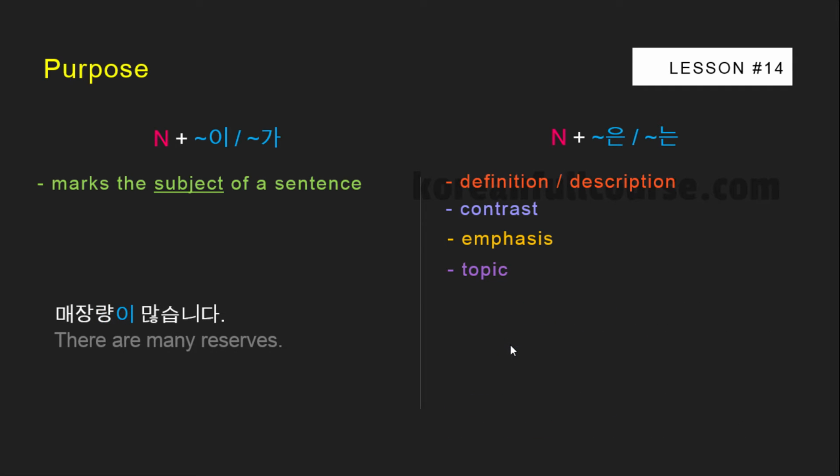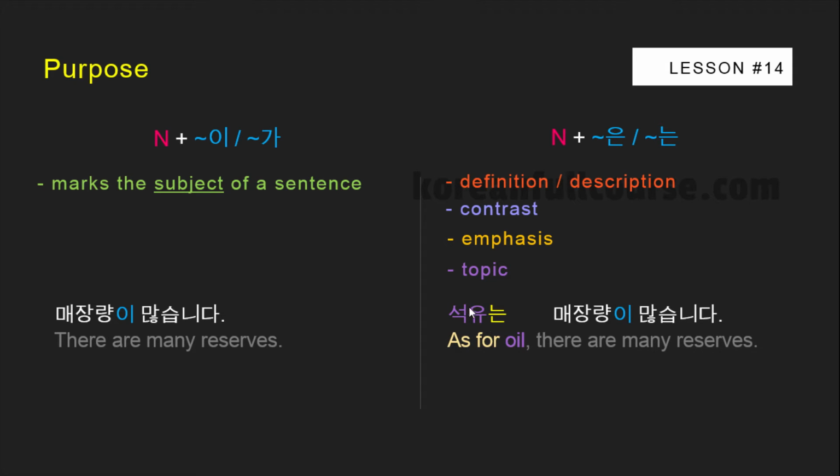Two more examples just to make sure that you clearly understand how to use 는 particle. 매장량이 많습니다. There are many reserves of natural resources. But what natural resources we're talking about? Is it gold or silver or what? So if it's gold, put gold in here. And if it's silver, you can put silver. I put oil. 석유는 매장량이 많습니다. There are many oil reserves.